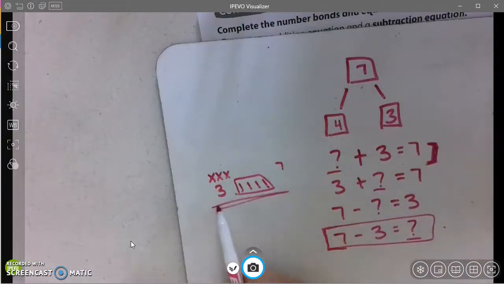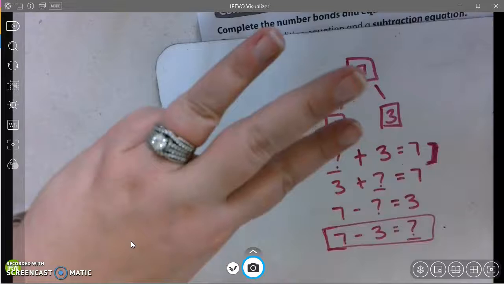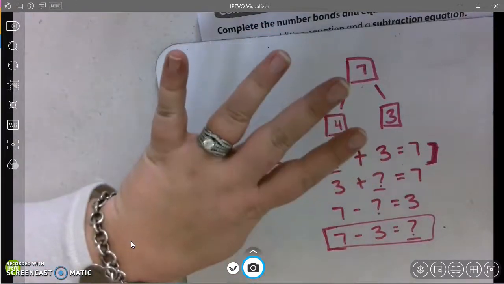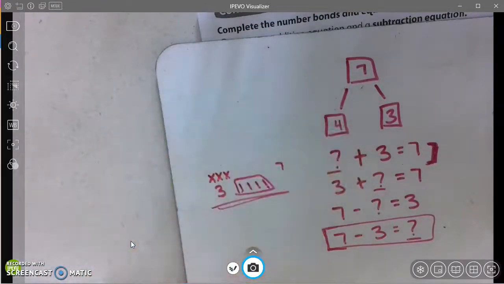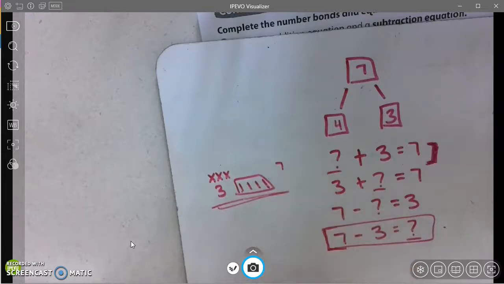I don't have to do this drawing a picture. I can use my fingers. So I can say 3 in my head, 4, 5, 6, 7. How many fingers am I holding up? I'm holding up 4 fingers. So I know that I counted on 4 more numbers. I started with 3 in my head and I stopped when I got to 7. And I was holding up 4 fingers, so I know that my missing number is 4.